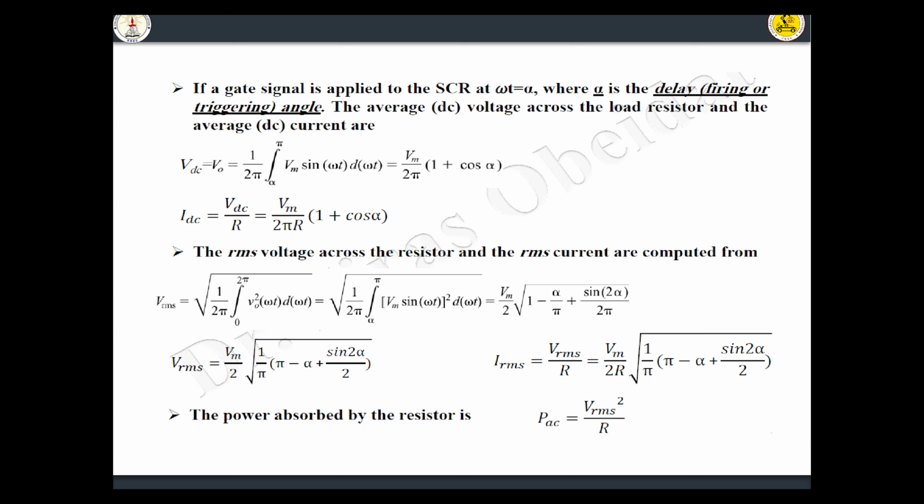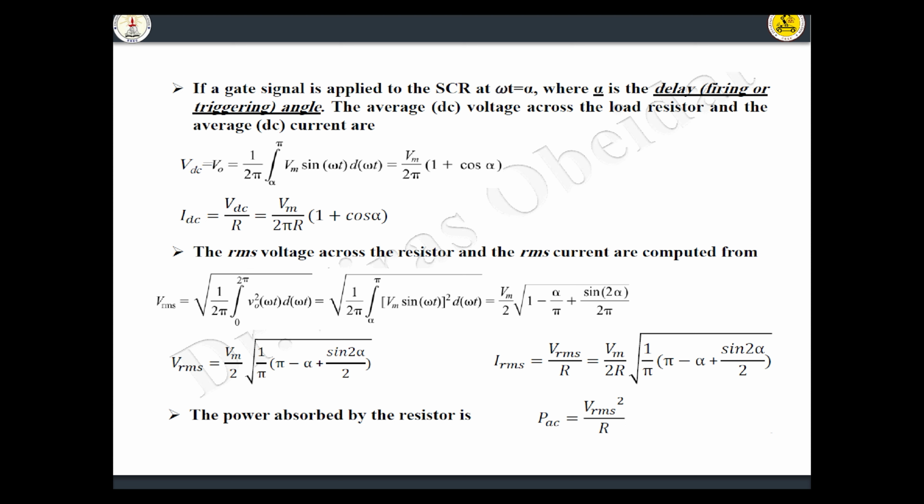We integrate Vm sin omega t and substitute the limits alpha to pi. Here Vm is a constant, so take it outside. Integrating sin omega t, we get minus cos omega t. Finally, after substituting the limits, we get VDC equal to Vm by 2 pi into 1 plus cos alpha. In the same way, IDC is equal to VDC by R. We already found the value of VDC, Vm by 2 pi into 1 plus cos alpha, so IDC is equal to Vm into 1 plus cos alpha divided by 2 pi R.